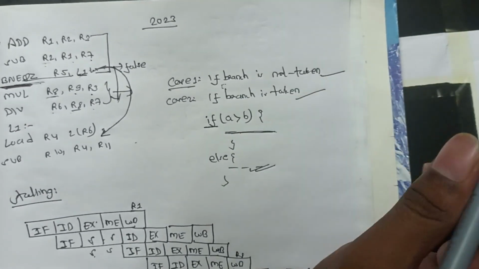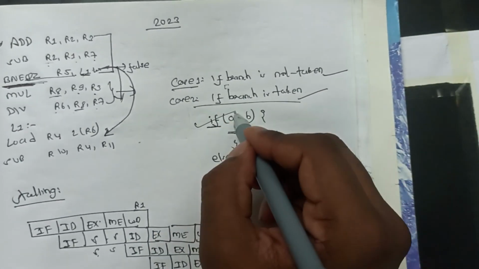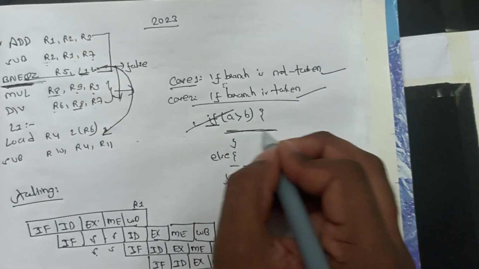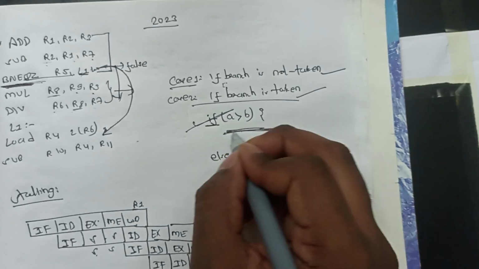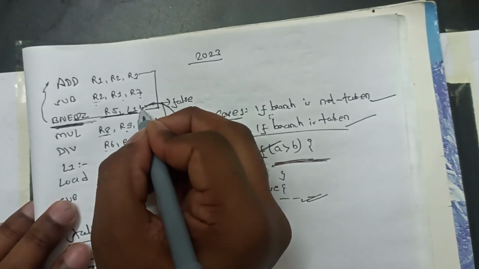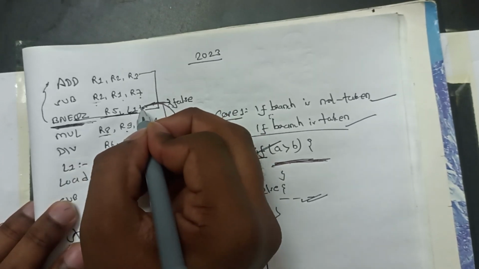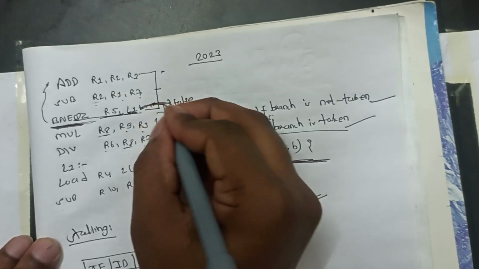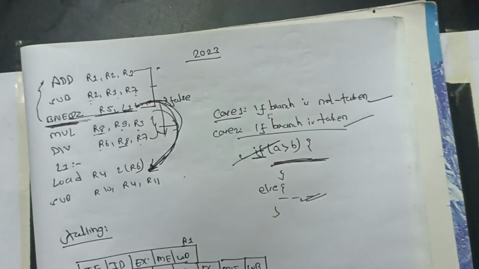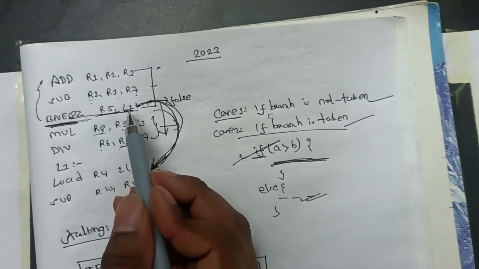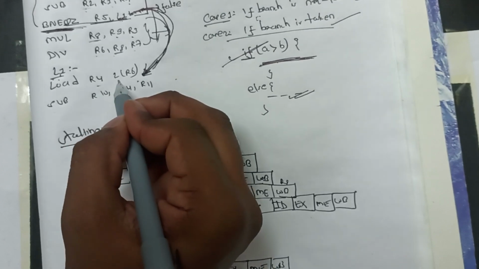That was if the branch is not taken. If the branch is taken, it means the condition is true, then the statement in the if is going to execute. If this branch is true, then it jumps from statement 3 to L1. The condition is true means we go to L1, here. Then load R4, R6: is there a dependency? No.